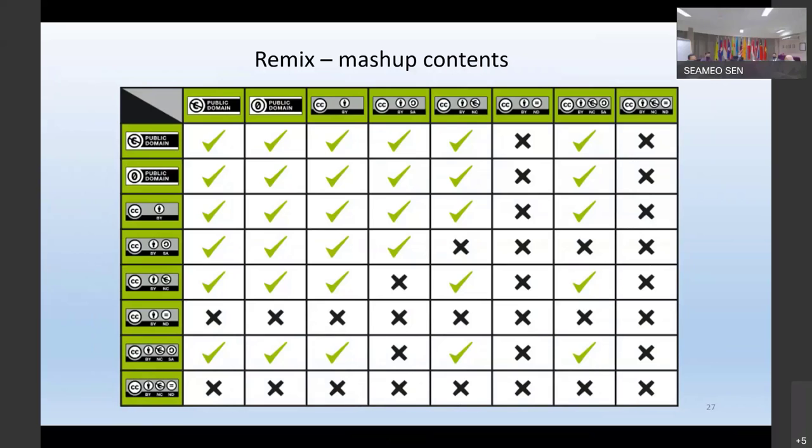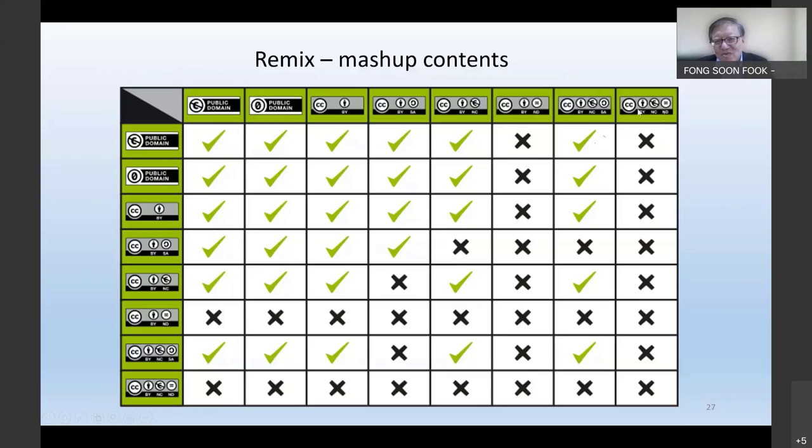So, mash up content by remixing. If we use public domain, there you are, no problem. That's of course the best. If you use public domain with CC BY, no problem. With BY-SA, no problem. With BY-NC, no problem. But, there you are, non-derivative: don't mess with this one. That's why anything that has the equal sign, if possible, try not to use it. But if you want to use it to display as an example for whatever reason, then use it. No need for permission, use it. But do not remix. Don't remix.